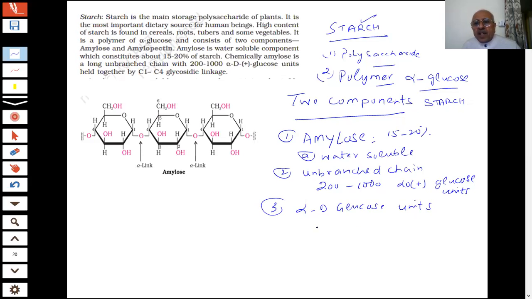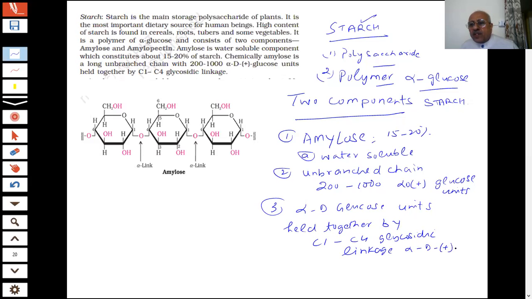Alpha D glucose units, they are held together by C1 and C4 glycosidic linkage between alpha D glucose units, as you can see here. C1, C4, C1, C4, this will continue. This line means it continues, how many, 200 to 1000.